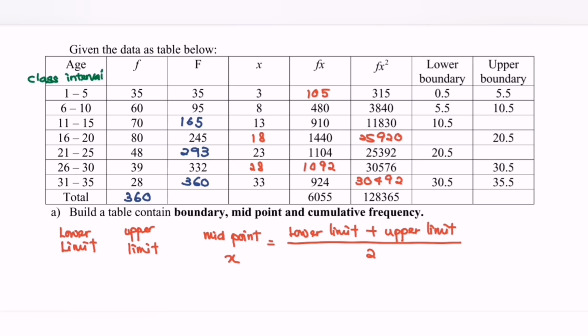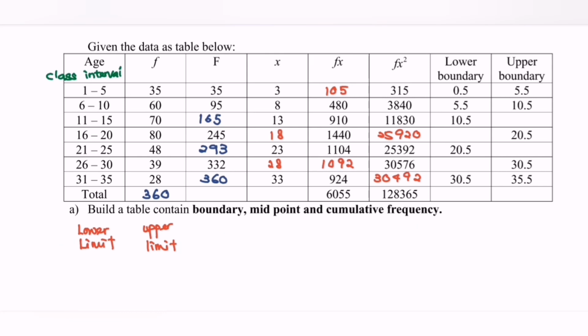For the fx, we will have 6,055. Next, we are going to refer to the lower boundary and upper boundary.